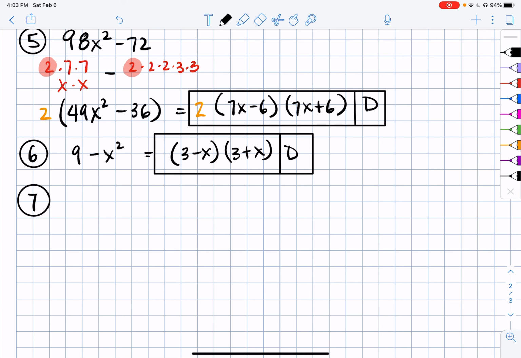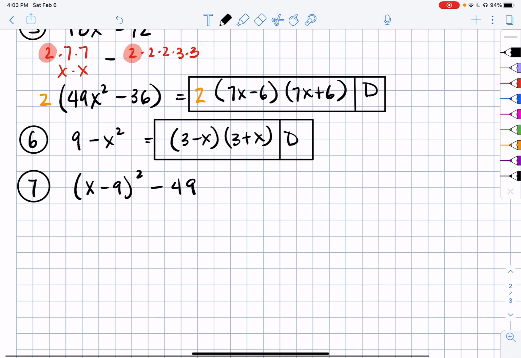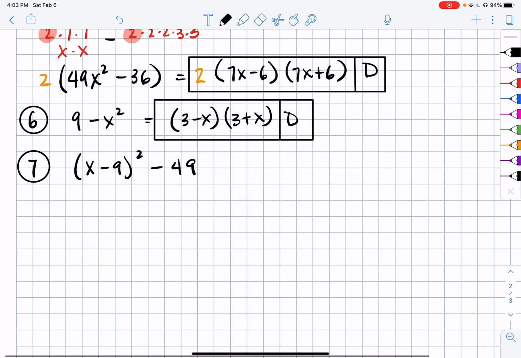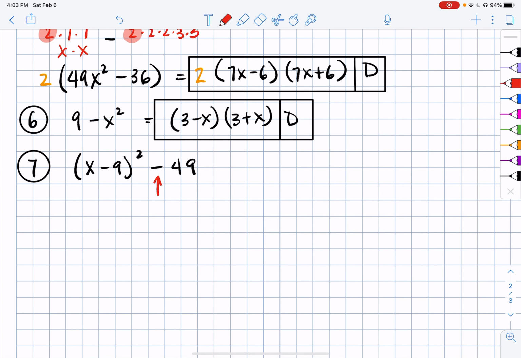All right, number 7 says x minus 9 squared minus 49. So I'm going to do this the same exact way as I just did the previous two, right? So again, I ask myself, is this a difference? And the answer is yes. Is this a perfect square? It is, because I can rewrite this as x minus 9 times x minus 9, right? Because x minus 9 squared. And is 49 a perfect square? It is, because that's 7 times 7, minus plus. And there I have my answer.